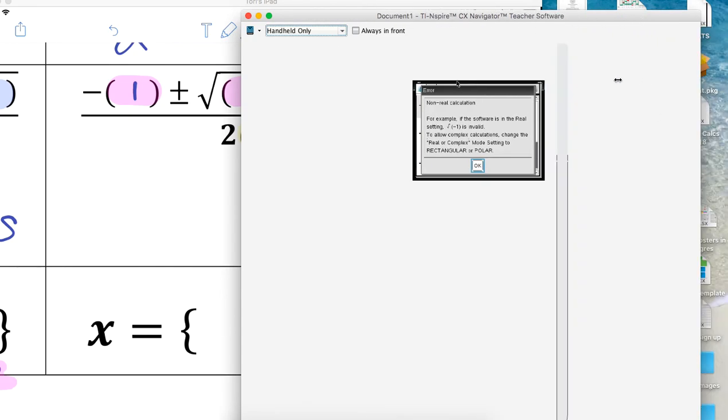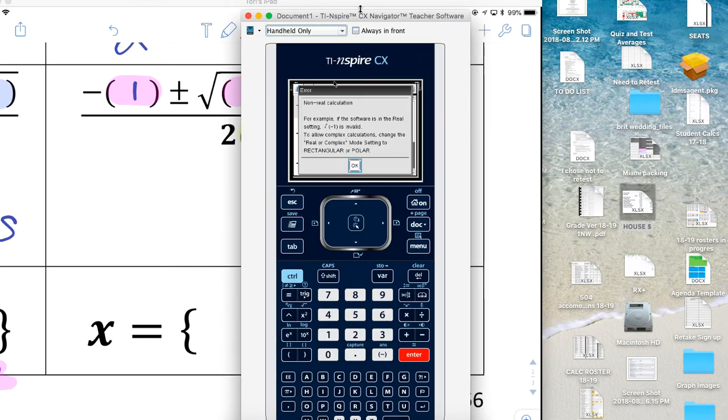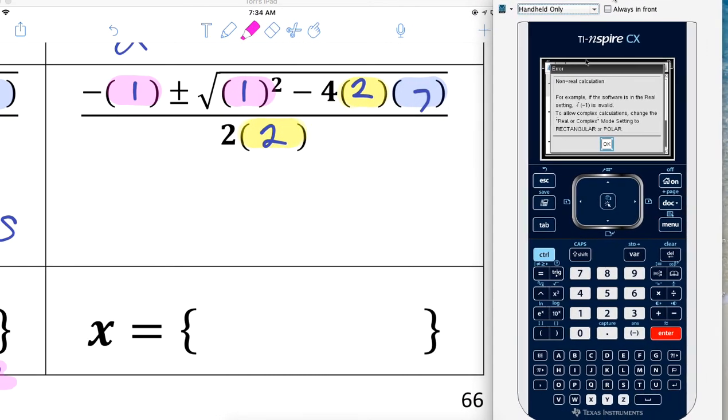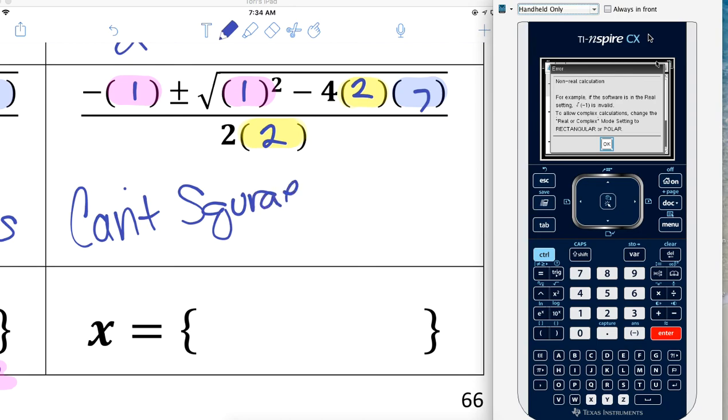Okay, so what it says is non-real calculation. For example, the software is in the real setting, and the square root of -1 is invalid. All that means is that you can't square root a negative. So let's make that note: can't square root a negative.